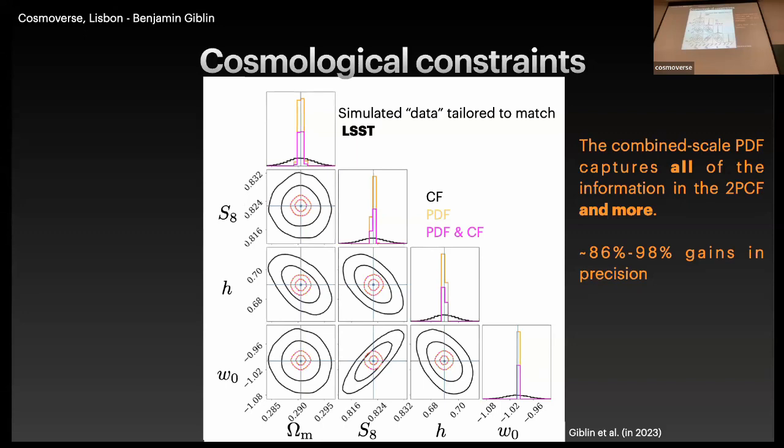What this is telling you is that the PDF is negatively impacted by noise. It makes its cosmological dependence less sensitive, but if you decrease the noise, as we are going to do with these future surveys, the gains on cosmological parameters are very significant.